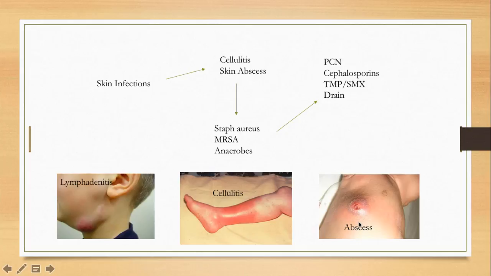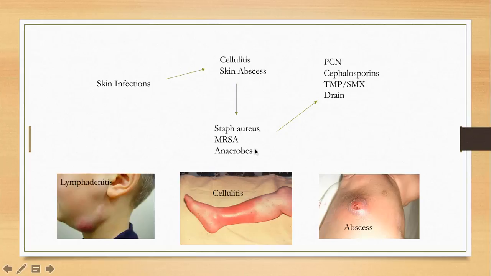Some people call an abscess a boil, but scientifically speaking, this is an abscess, and it is a draining abscess. You can see it's starting to drain. Usually the bacteria that cause these are Staph aureus, the biggest bugs that usually cause these infections. MRSA is also another one, and then anaerobes can also cause these infections, especially cellulitis, and sometimes abscess in patients who already have either an immunocompromised situation or it's in the dental area.